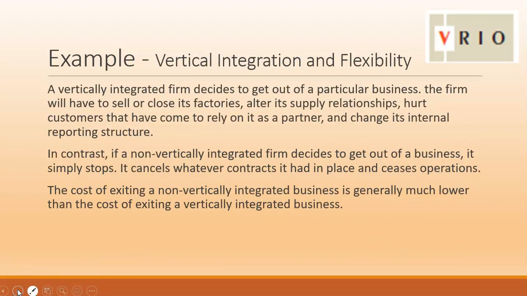So let us look at what that means. A vertically integrated firm decides to get out of a particular business. The firm will have to sell or close its factories, alter its supply relationships, hurt customers that have come to rely on it as a partner, and change its internal reporting structure.